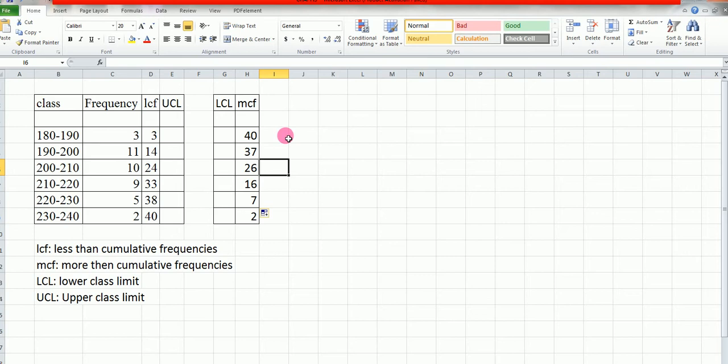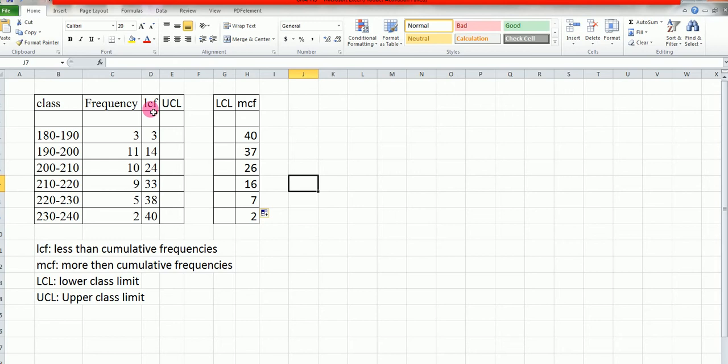So here we observe that MCF are decreasing in nature, and they give number of observations more than or equal to lower limit of the corresponding class. So this 37 indicates that there are 37 observations which are greater than or equal to 190, lower limit of this class. Now we will see how to plot less than cumulative frequency curve and more than cumulative frequency curve.